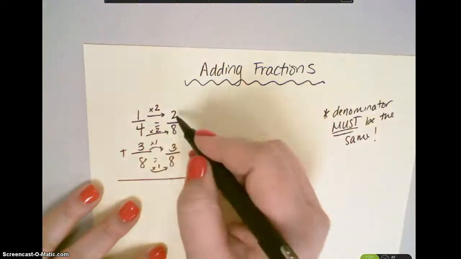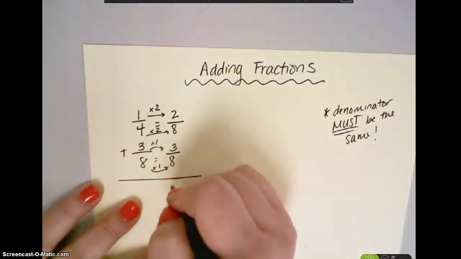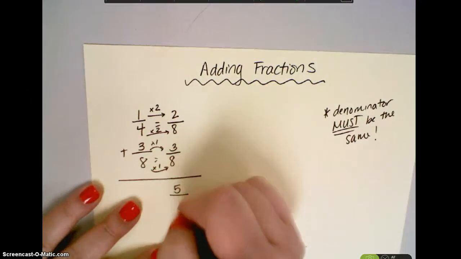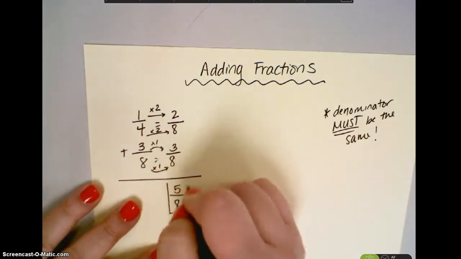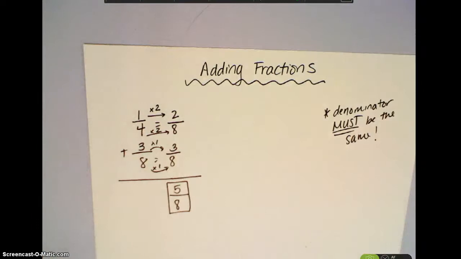So when I add 2/8 plus 3/8, I'm going to add my top two numerators. So 2 plus 3 is 5, and then my denominator stays the same. So my answer would be 5/8.